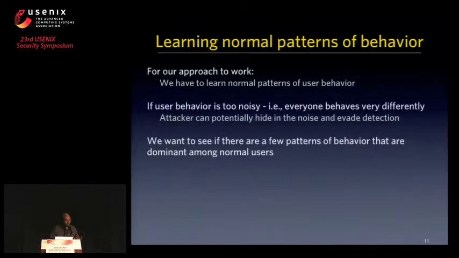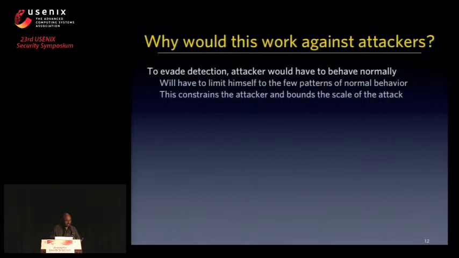So what we want to see is if there are a few normal patterns of behavior among all users on the social network. Now why would this work against an attacker? To evade detection, the attacker would have to behave along these few normal patterns of user behavior. This limits the attacker and constrains and bounds the scale of the attack that the attacker can launch.